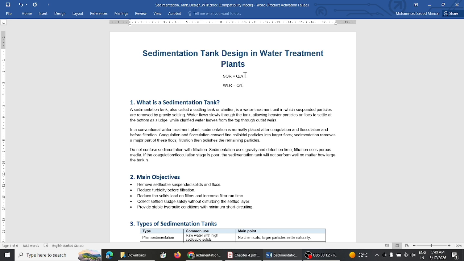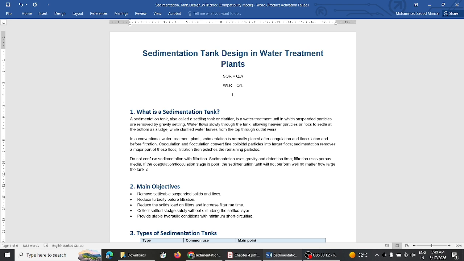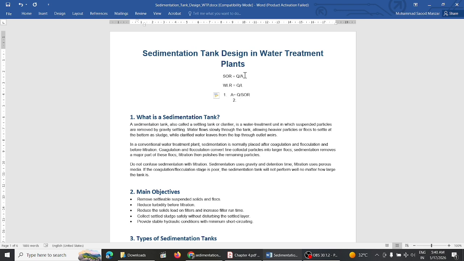Now the basic design steps of a rectangular sedimentation tank: you will be given the flow rate, SOR will be given, and depth you have to assume. Depth should be 3 to 5 meters. First step, you will find the area, and area is equal to Q by SOR. Then length to width, as I told you earlier, is 3 to 5:1.